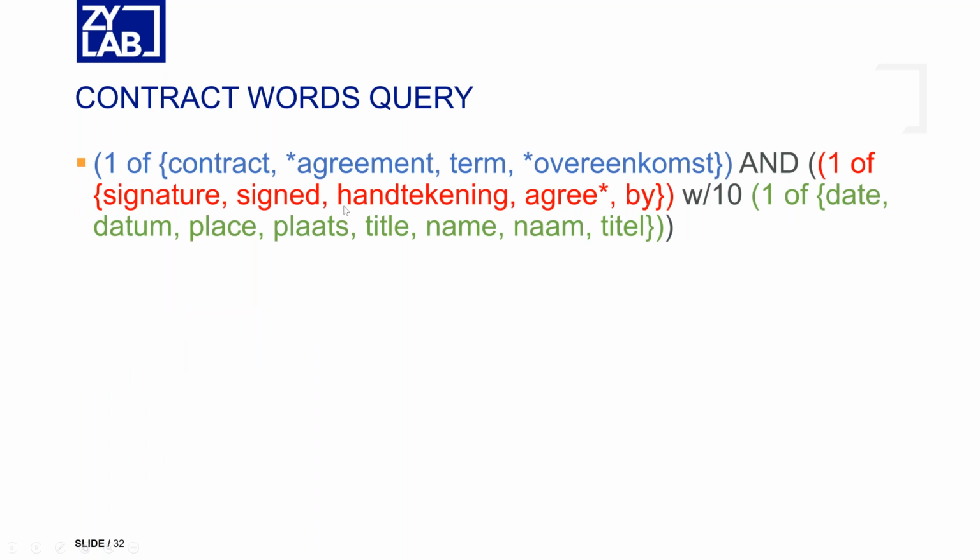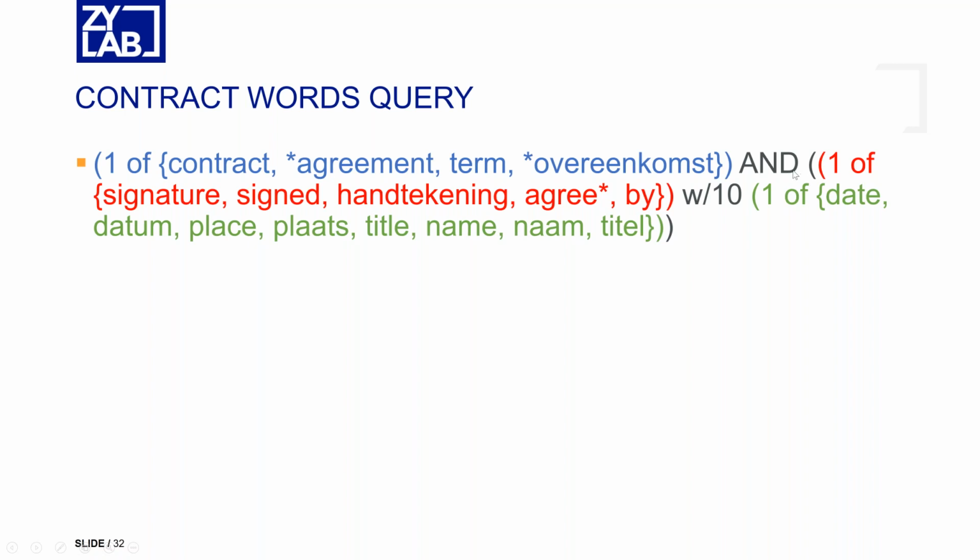Now, it's not always that you have contract and agreement in a query. And if you take a look at first the blue part of the query, you will see that I've got here a quorum search where I say, okay, I want to have one word from this list, and the list is contract, anything that ends on agreement, term, and the Dutch word. So that's the first part. This is how I locate the first part of the contract.